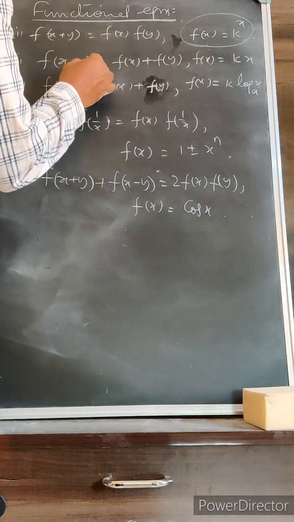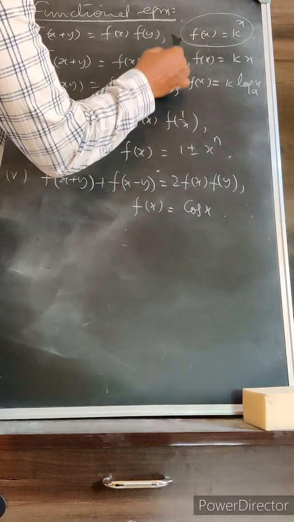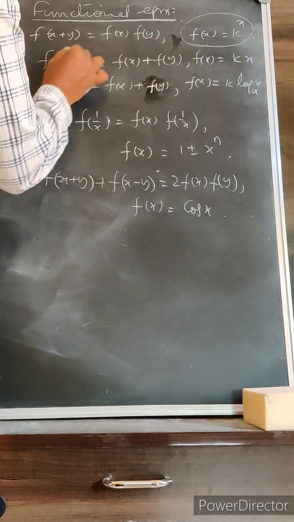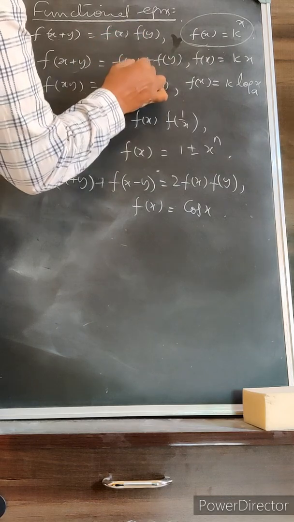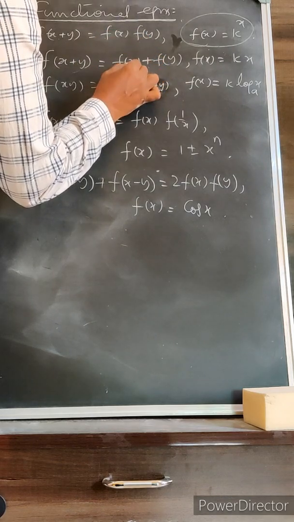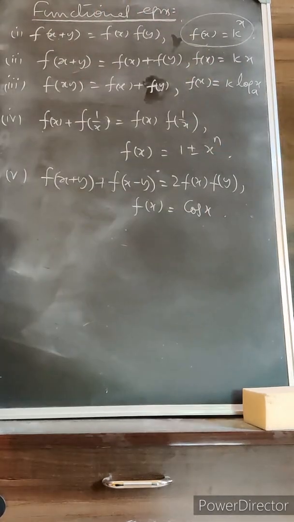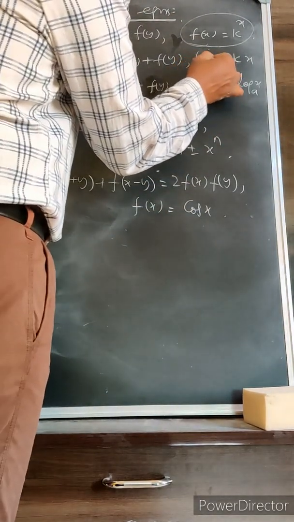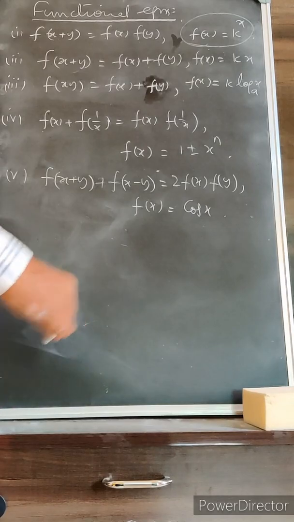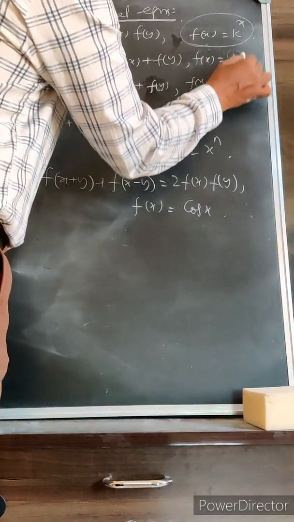If f of x plus y is equal to f of x plus f of y, that is, the value of the function at x plus y is equal to the value of the function at x plus the value of the function at y, then the function will be of the form f of x equal to kx. Here k is a constant.